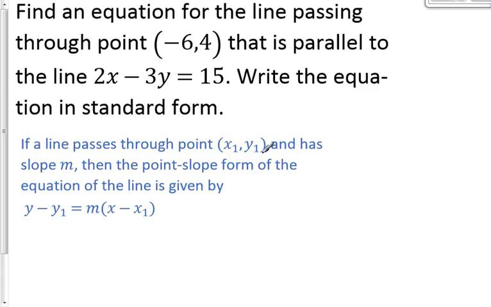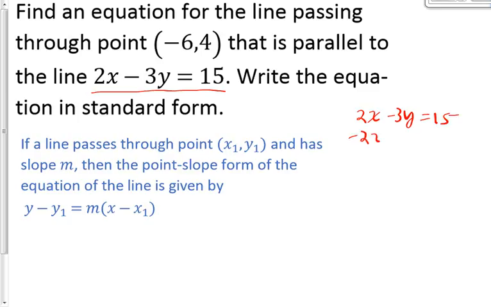Well, I'm given the information here that the two lines are parallel. So this line here has the same slope as the line that I want to create the equation of. So I need to know the equation of that line. So I'm going to take 2x minus 3y equals 15, and put it in slope-intercept form so I can identify the slope.